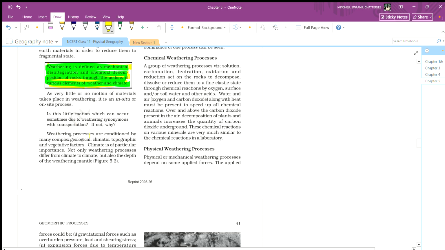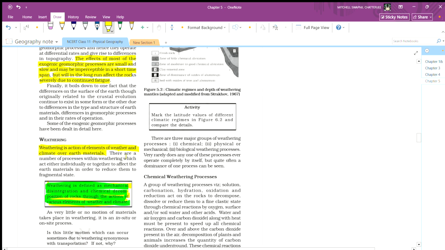Weathering processes are conditioned by many complex geological, climatic, topographic and vegetative factors. Climate is of particular importance. Not only do weathering processes differ from climate to climate, but also the depth of the weathering mantle. It depends upon the climate.